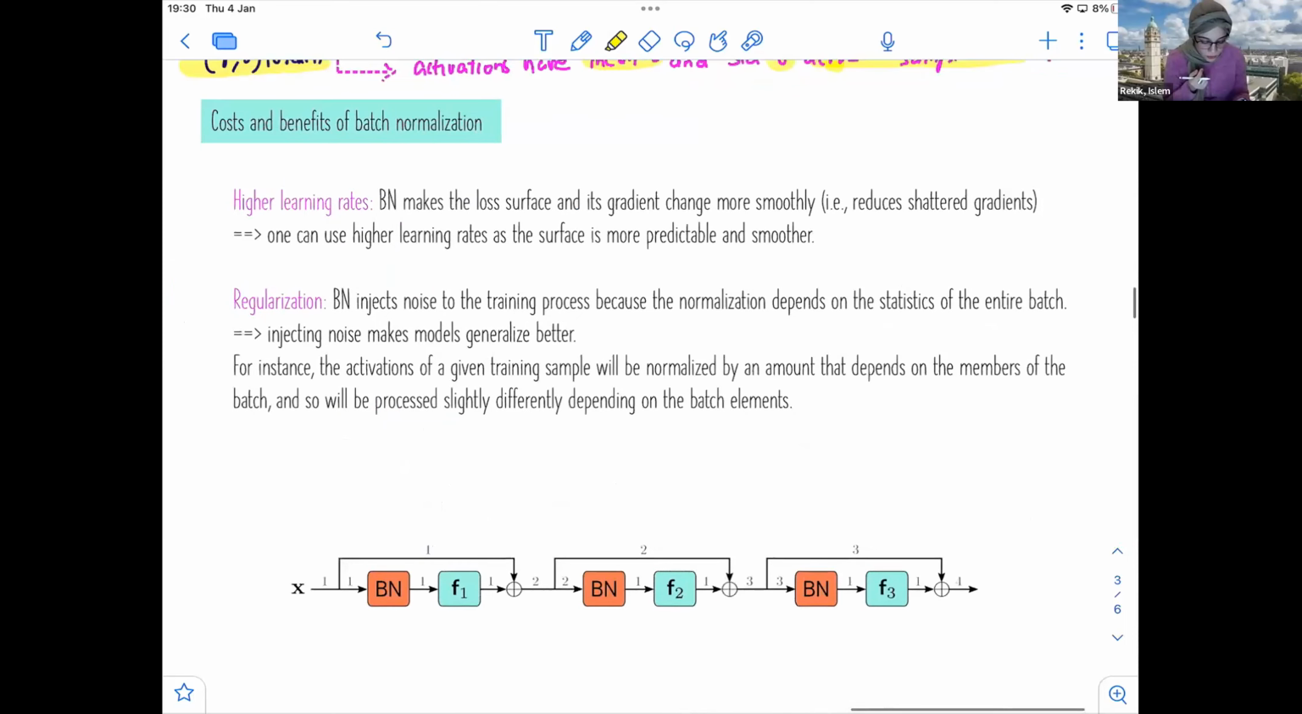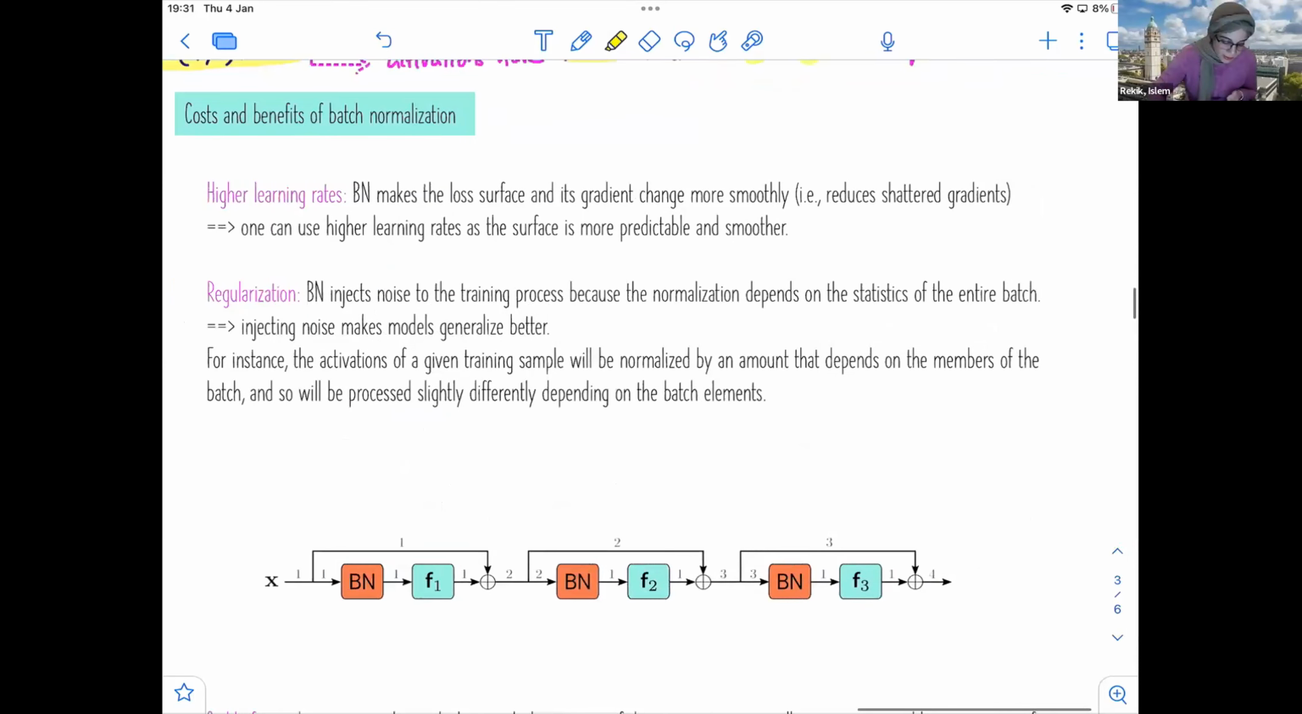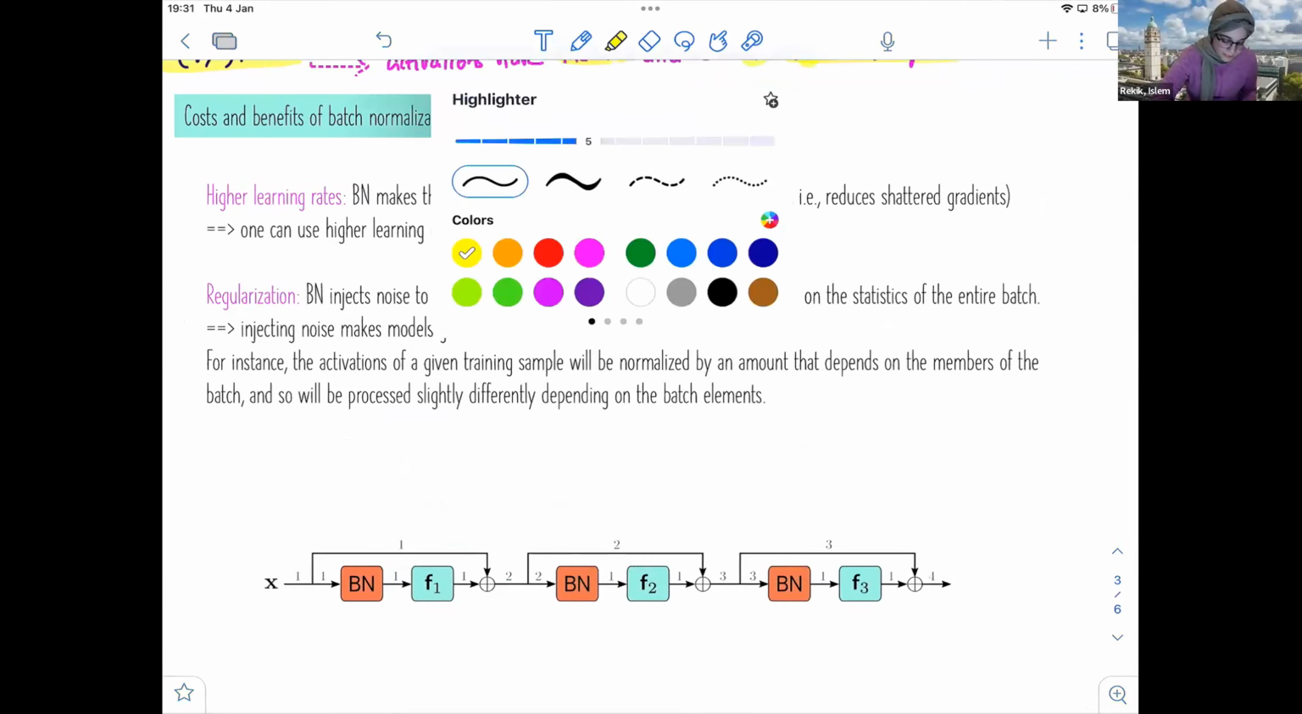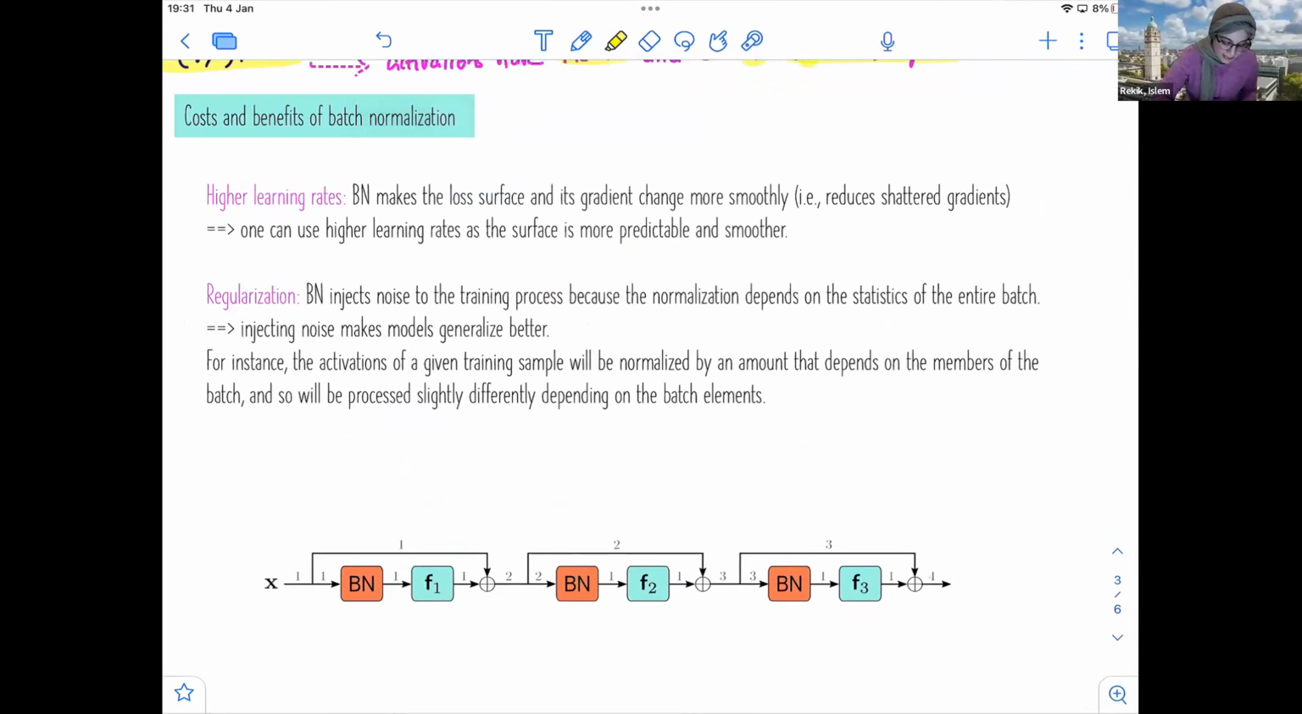So let's start with the first one. When you use batch normalization, you have a lot of benefits. The first benefit is that batch normalization makes the loss surface and its gradient change more smoothly. So it reduces the shattered gradient. This is a problem that is nicely solved. The problem of the shattered gradients that we talked about earlier can be solved with BN.